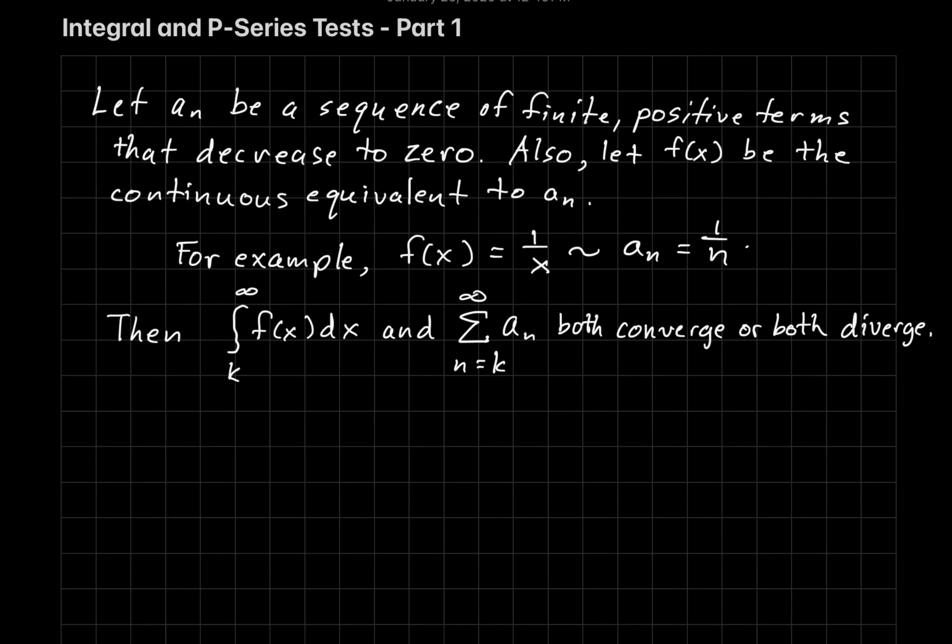The integral and p-series test, part 1. Let a sub n be a sequence of finite positive terms that decrease to 0. And let f of x be the continuous equivalent to a sub n. For example, if a sub n is 1 over n, then f of x will be 1 over x.